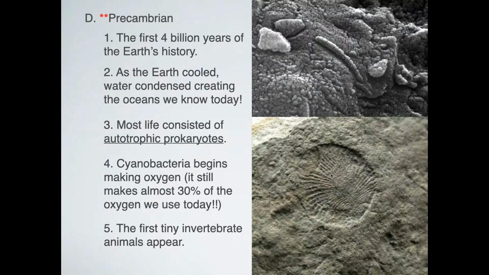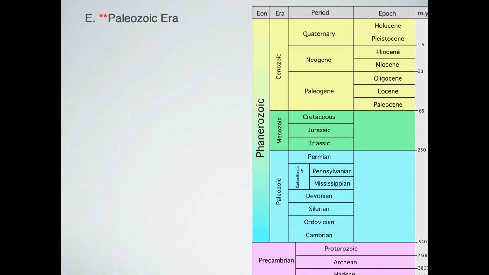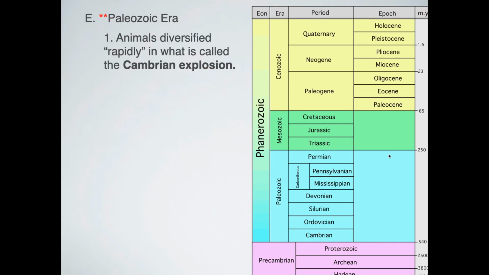We're talking about tiny little oceanic creatures. And so now we're going to move to the Paleozoic era. So the Paleozoic era is right here, okay, and it makes up 250 or more million years. And so this is where we start to get some crazy stuff. So animals diversify extremely rapidly. And this is what we call the Cambrian explosion.